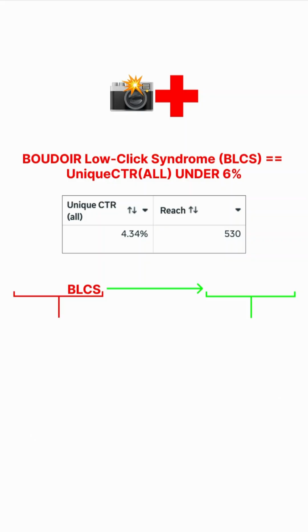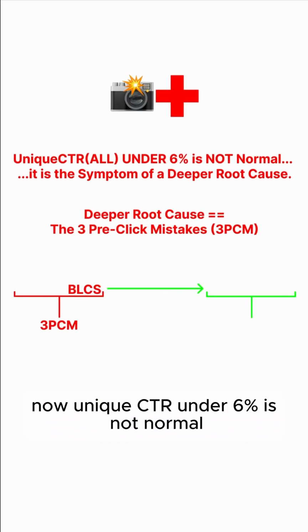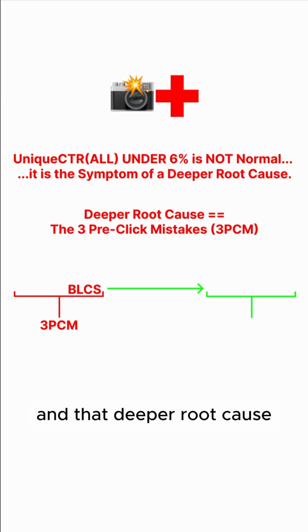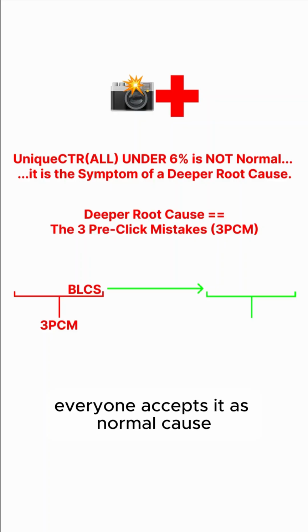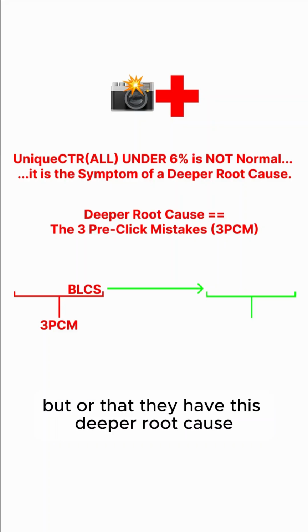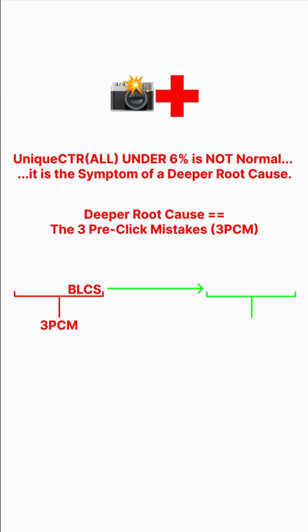And every boudoir Facebook ad can be above 6% unique CTR all day. Now, unique CTR all under 6% is not normal. It is actually the symptom of a deeper root cause, and that deeper root cause is the 3 pre-click mistakes. Unique CTR all under 6% is extremely common. Everyone accepts it as normal because nobody understands they're making the 3 pre-click mistakes, or that they have this deeper root cause. But here we actually know the truth.